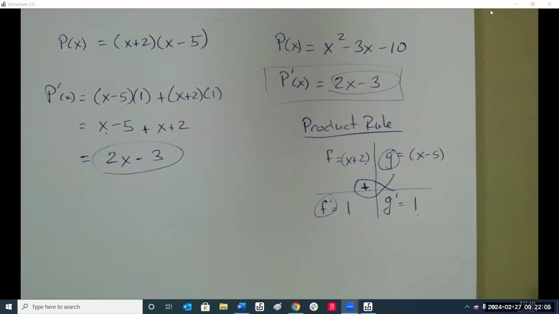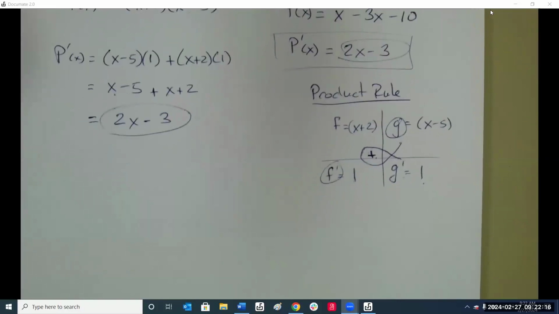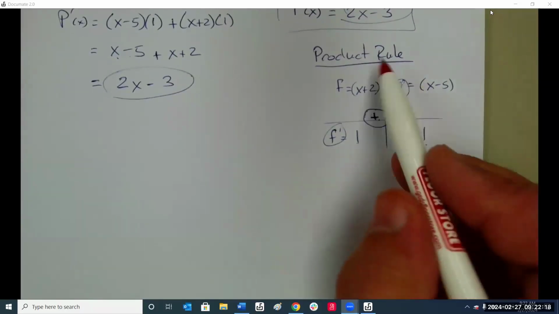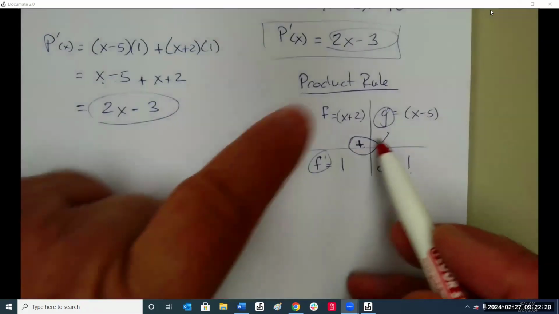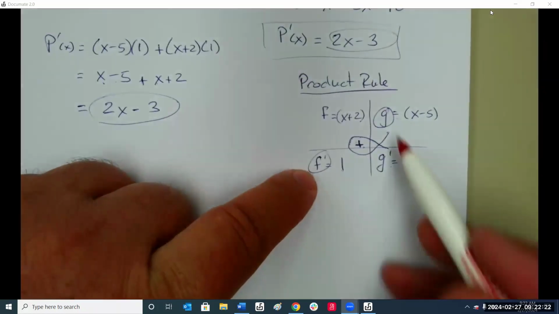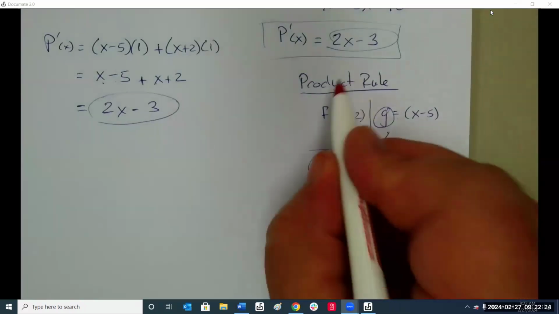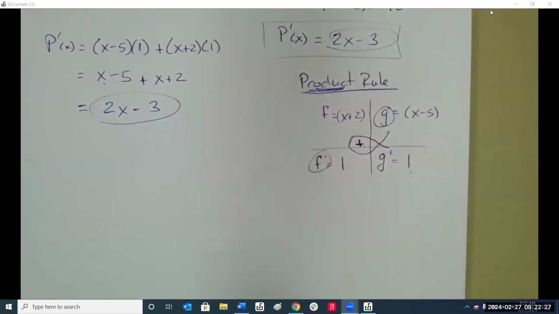But I'm going to give you much more difficult ones in a second. This is Mickey Mouse, and it's just an easy way to show it to you. So again, the product rule: start with your functions f, g, then the derivatives, and it's always that fish. Product means making things bigger, you're multiplying, so you put a plus.